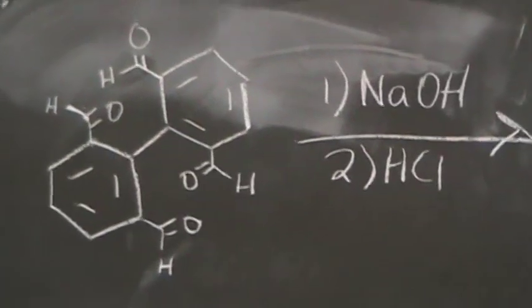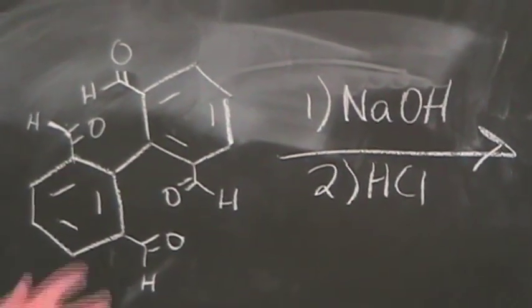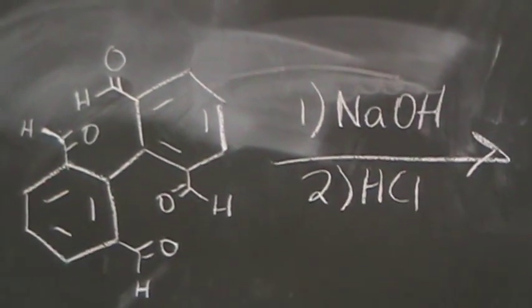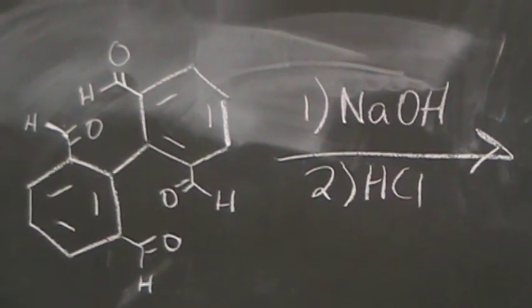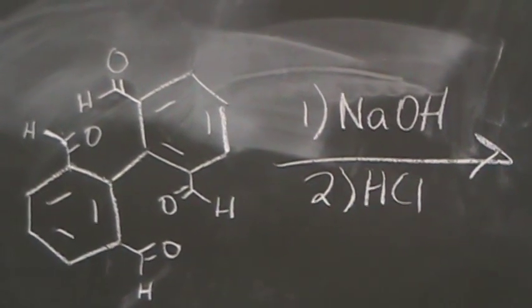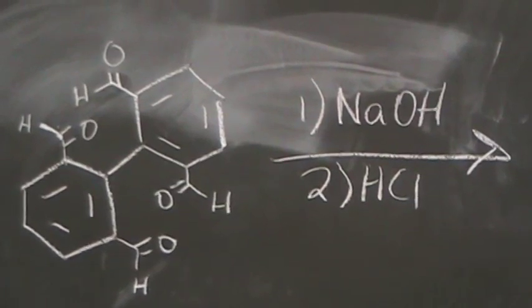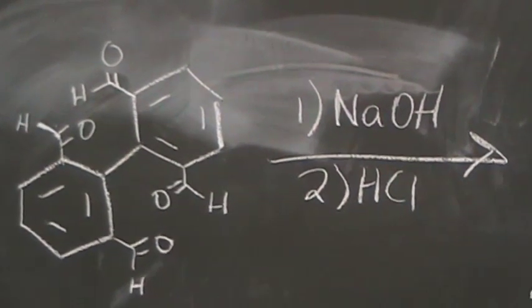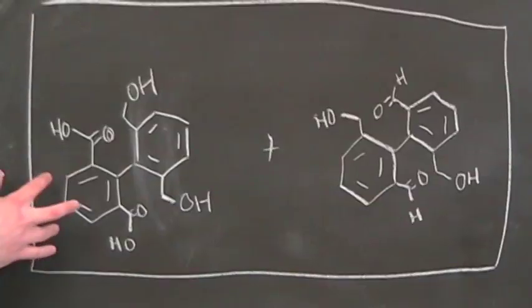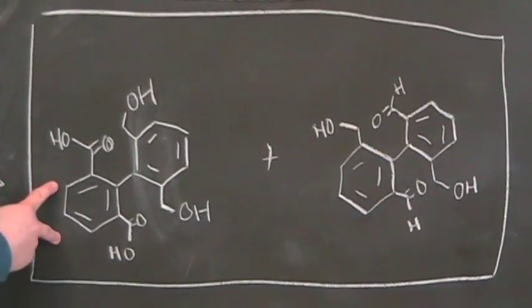And here, for example, this unique molecule, we have 4 aldehydes off of the benzene rings. And so what we're going to do is we're going to react this with NaOH, like any Cannizzaro reaction, and an HCl workup to get rid of the ions. 2 of these aldehydes are going to get oxidized, and 2 are going to get reduced.